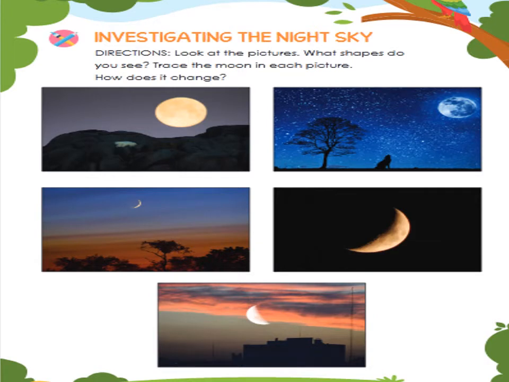Investigating the night sky. Look at the pictures. What shapes do you see? Excellent. I see a moon. Okay, let's trace the moon in each picture. In picture number 1 and 2, it's the full moon. In picture 3, 4 and 5, it's called crescent.